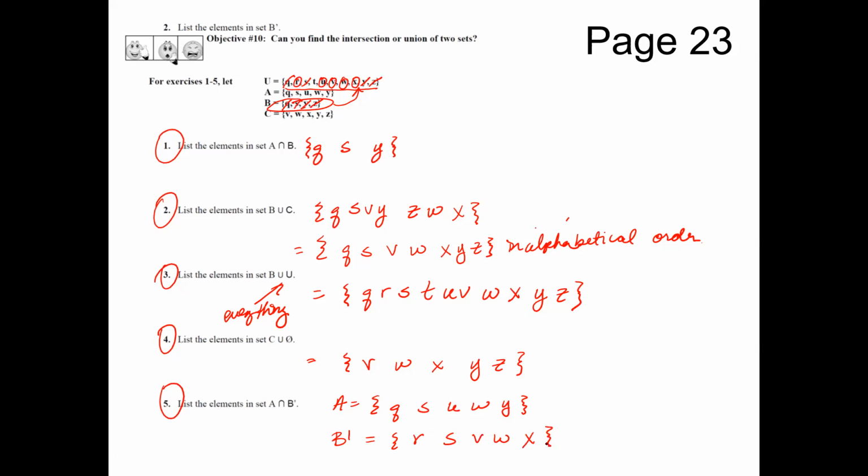So now that I have these two sets, you look at this and it is an intersection, which means what do they both share? Well, let's see what they share. They share an S, they share a W, and that's it. So your answer for A intersection not B is just going to be S and W.